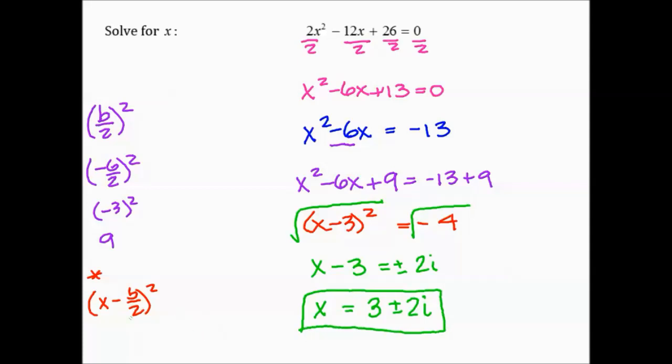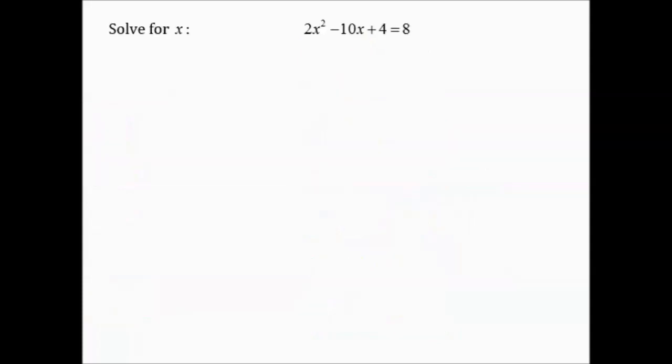Let's do one more problem. We need to solve this equation for x. Our first step is to divide by a. And that leaves me with x squared minus 5x plus 2 equals 4. Then I need to move my constants to the right side of the equation, so I'm going to subtract 2 from both sides.